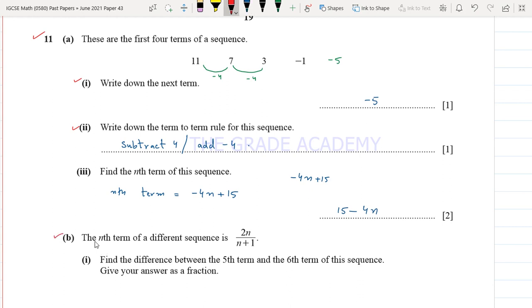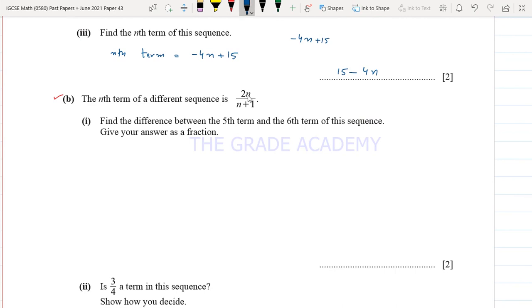Now part B of the question is: the nth term of a different sequence is 2n over n plus 1. Find the difference between the fifth term and the sixth term. Here we already know the nth term. So first of all, we are going to find the fifth term and the sixth term, and then we have to take the difference. So the nth term is equal to 2n over n plus 1.